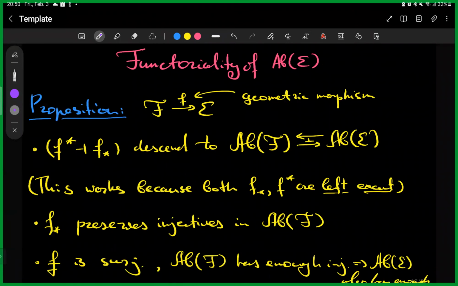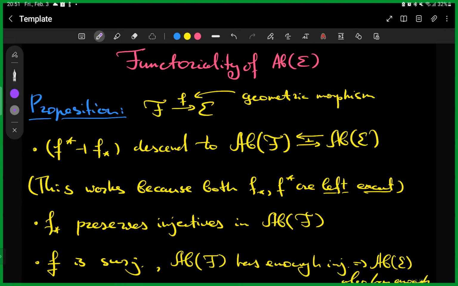Now, let's discuss one more thing: if we have a geometric morphism between topoi, then it descends to an adjunction between categories of abelian group objects. This follows from the fact that both f lower star and f upper star are left exact, that they preserve products, hence they preserve product preserving functors, and this means that we have an adjunction between categories of algebras over, well, basically any linear theory.